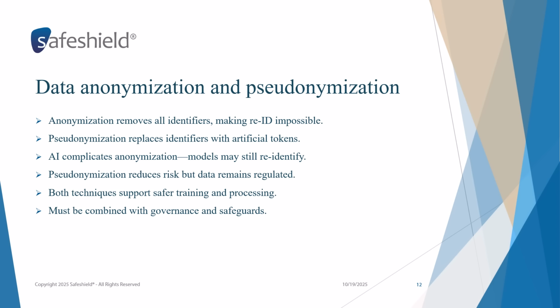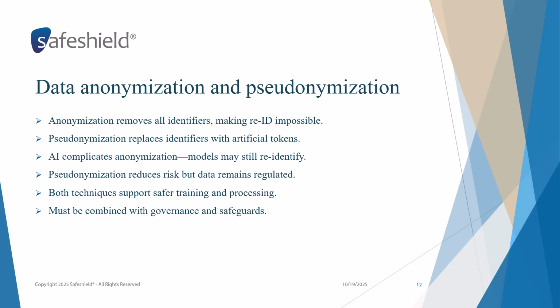While both reduce the risks associated with processing personal data, they serve different purposes and offer varying levels of protection. Anonymization involves removing or altering all identifiable elements of a dataset so that individuals cannot be re-identified, even if the data is combined with other sources. Truly anonymized data is no longer considered personal data under most regulations.